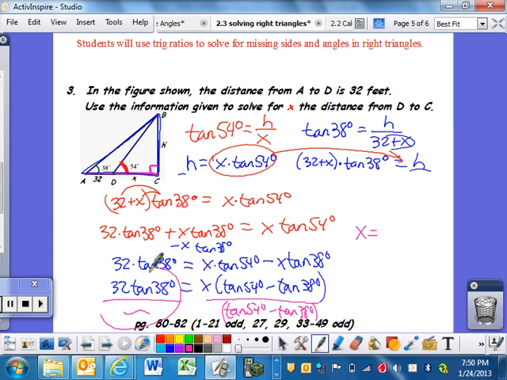Okay? So I end up getting 32 times tangent of 38 degrees, and I must divide that by my squiggly. My squiggly ended up being the tangent of 54 minus tangent of 38. And you can do that right in your calculator. You can do the top and then you can find the bottom, and you can divide them, and it ends up being approximately right on 42 feet.